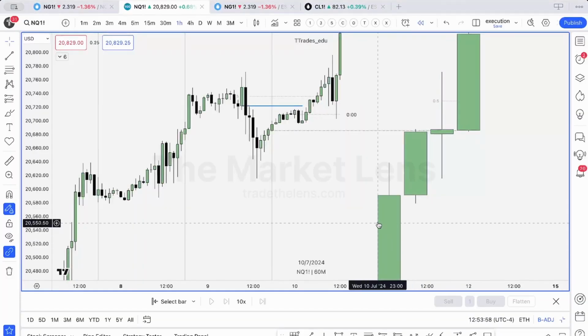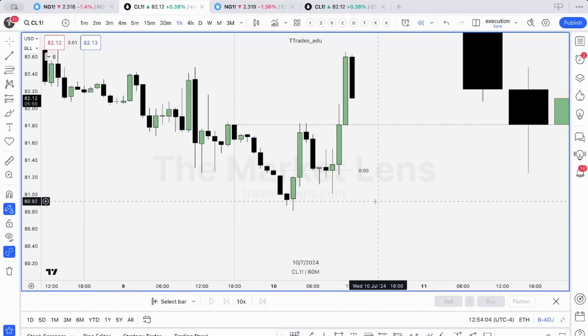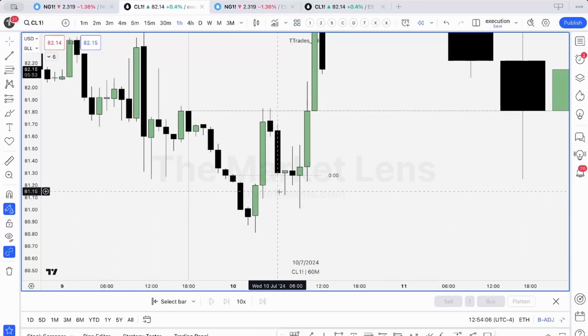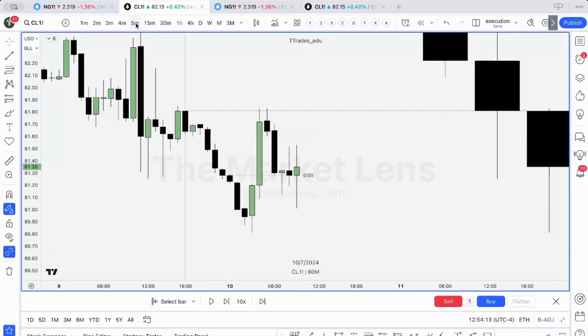All right, so another question here. We're going back to oil. And you can see, if we're taking a look here, we also formed this swing right here. Now, why didn't this one work? Because at the time, you don't know it's not going to work, right? So let's take a look at it.